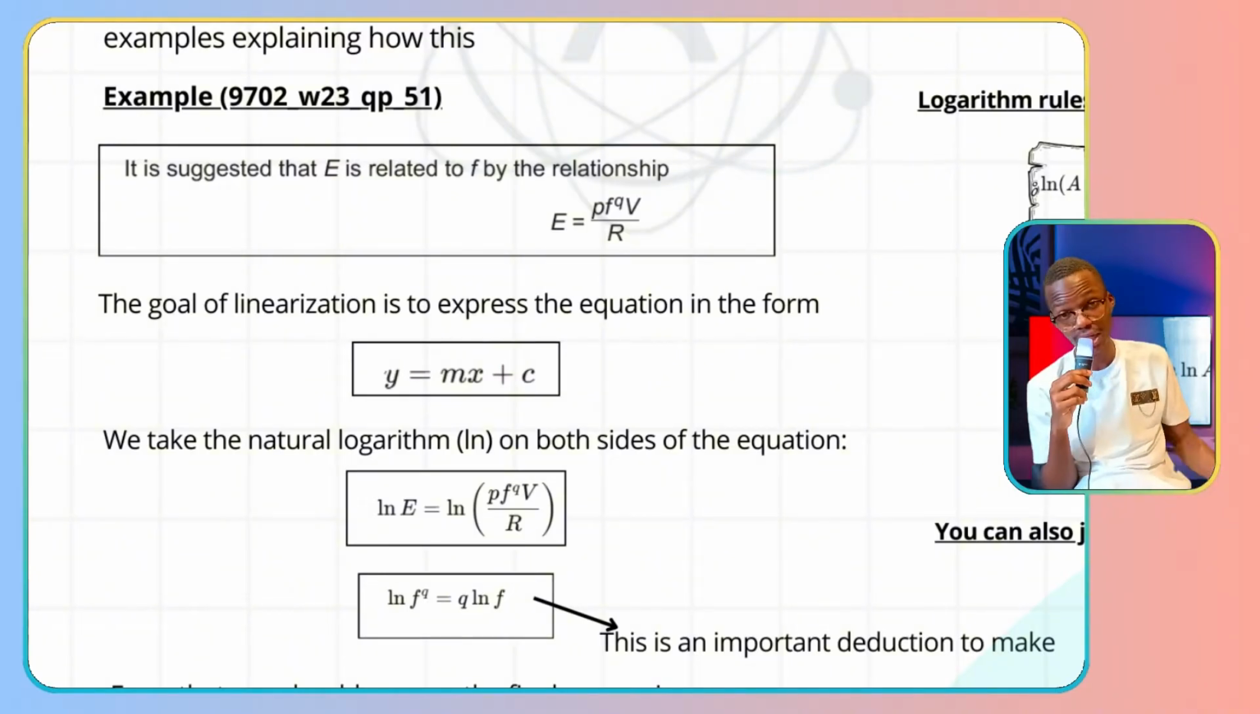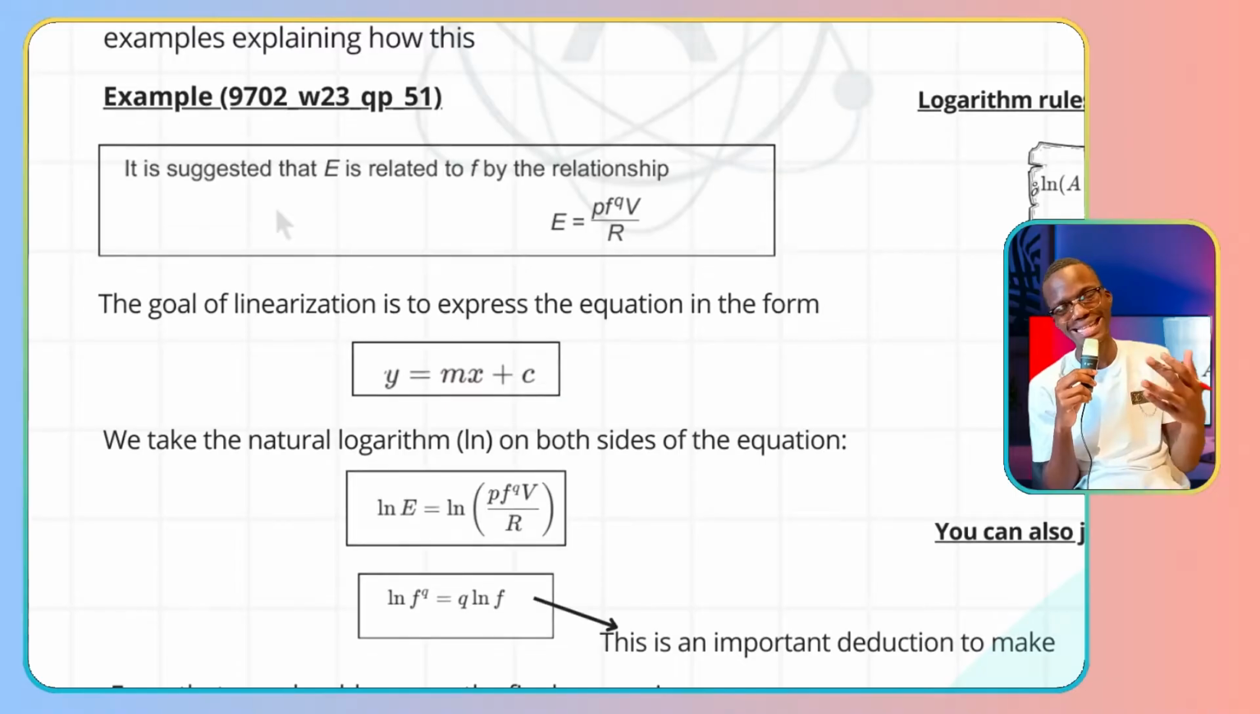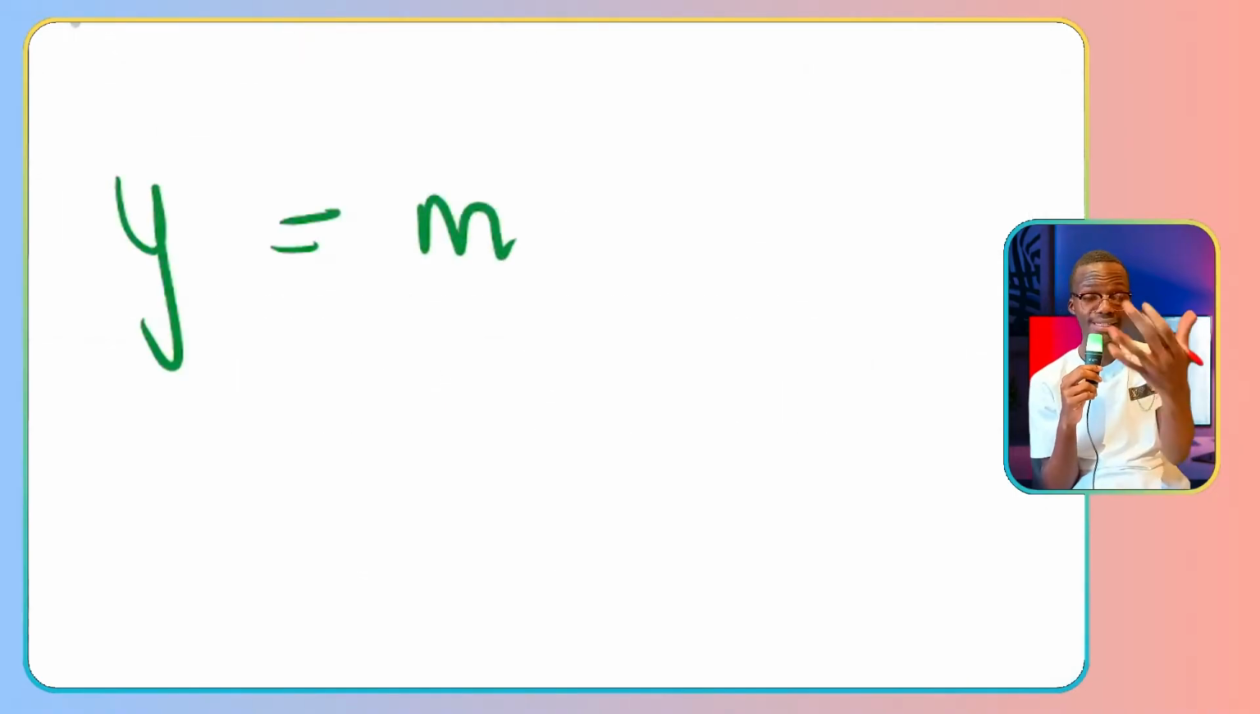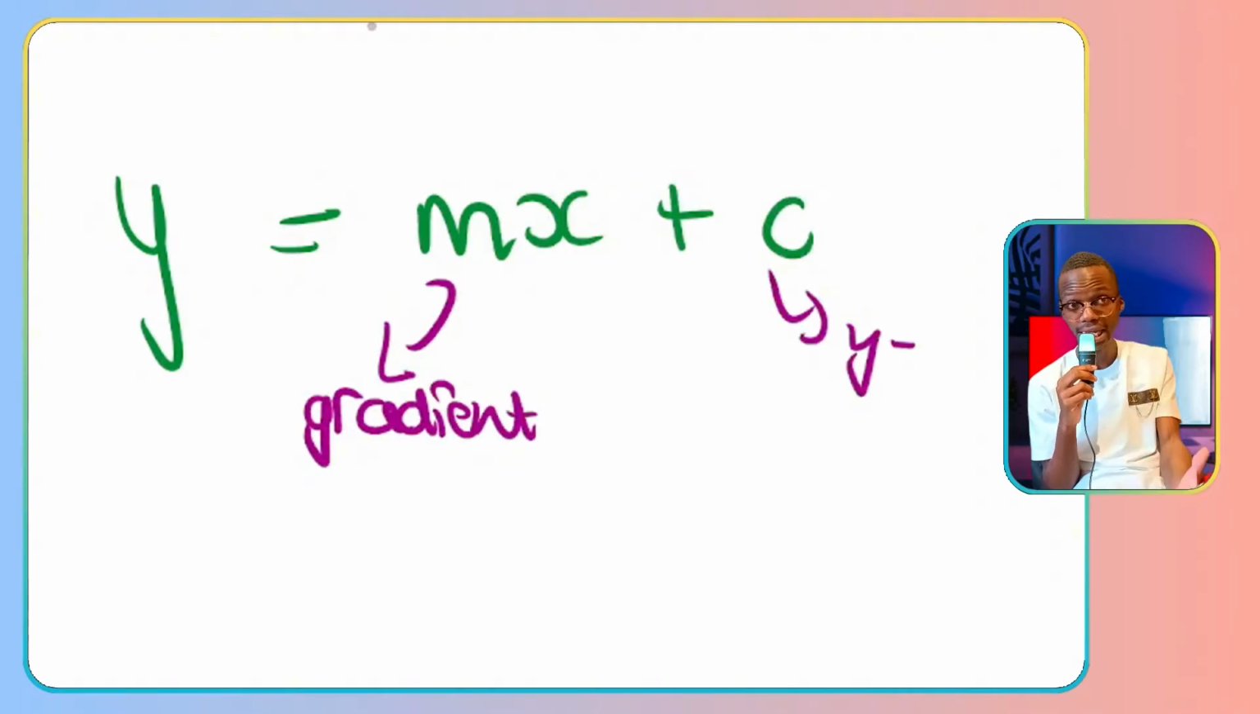So you'll be given an equation. You write the equation itself firstly. So in this one, I'm saying E is equal to P F^Q V divided by R. And I'm seeing the relationship between E and F. So linearizing is basically expressing an equation in the form y = mx + c, right? Y is the dependent variable, m is the gradient, x is the independent variable, and c is the y-intercept.